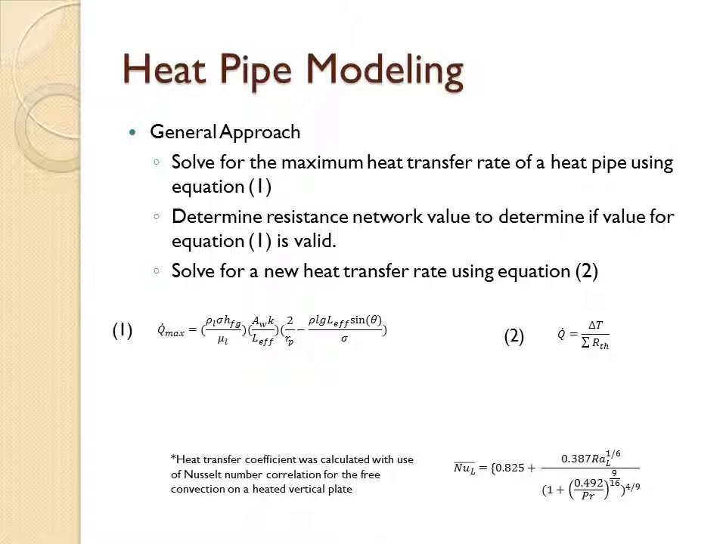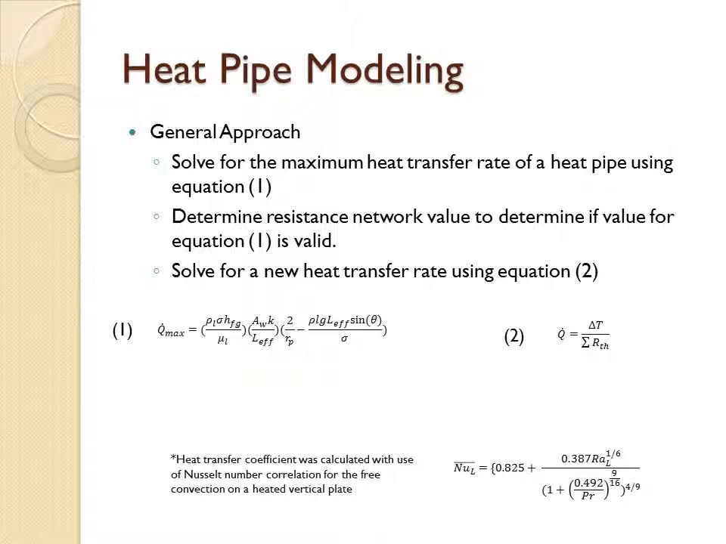The heat pipe was modeled in such a way to predict what temperature the beaker of water would be after 15 minutes of time. The general approach involves solving for the maximum heat transfer rate of the heat pipe using equation 1. This maximum heat transfer rate equation doesn't take into account resistances.